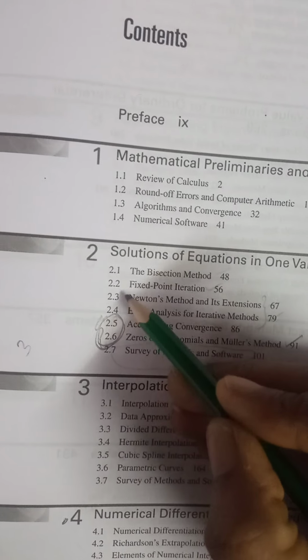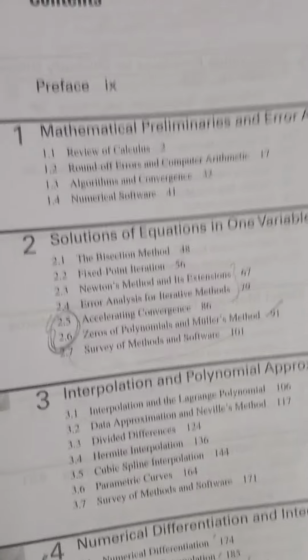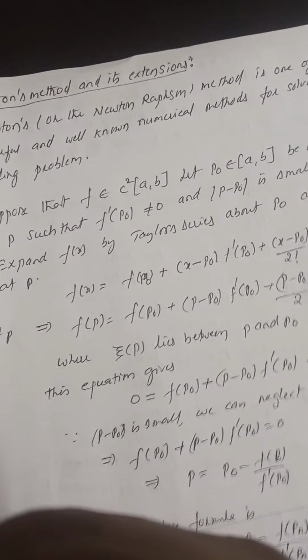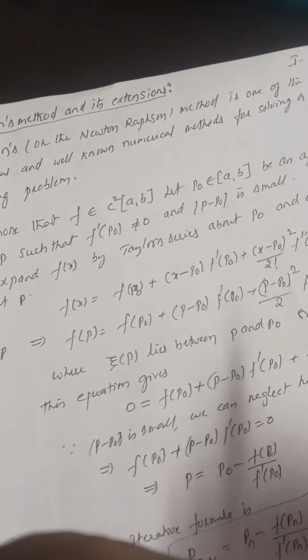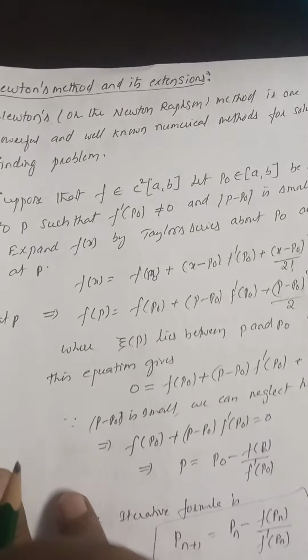Now we are going to discuss 2.3 and 2.4. This method is very important. Bisection method is important, and this Newton's method is also very important. Newton's method is called the Newton-Raphson method. Newton method is also called as Newton-Raphson method. Now this is the most powerful technique to find the root of the given equation.